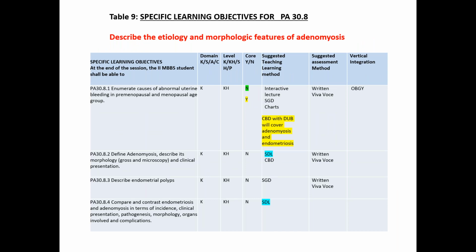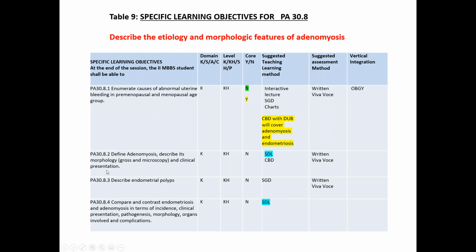The eighth competency: describe etiology and morphology of adenomyosis. Here, the first SLO is enumerate causes of abnormal uterine bleeding in premenopausal and menopausal age group. Again, this is a non-core competency, but what Dr. Vinay has suggested is that we could take this as a case-based discussion for DUB, dysfunctional uterine bleeding, wherein we can cover adenomyosis and endometriosis.